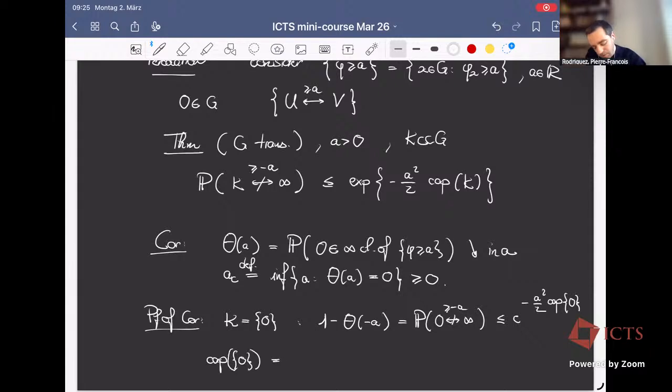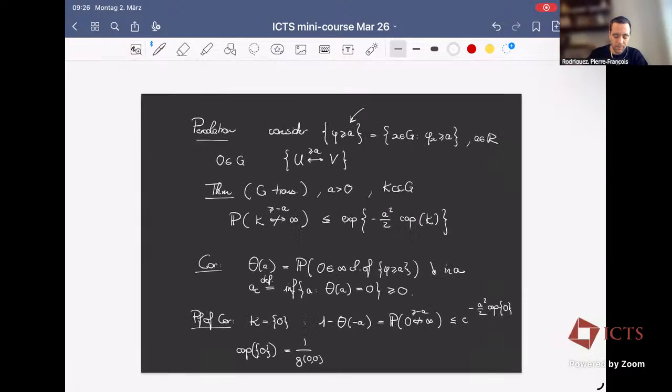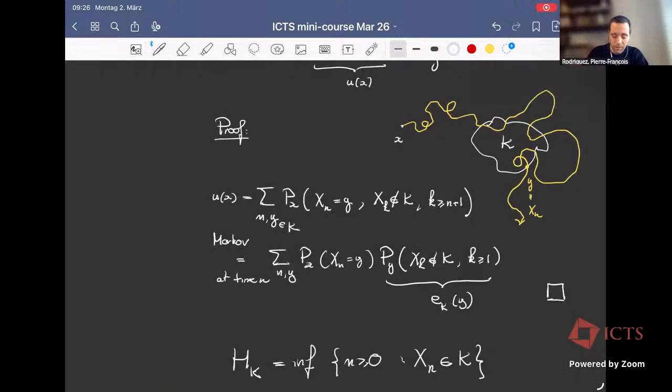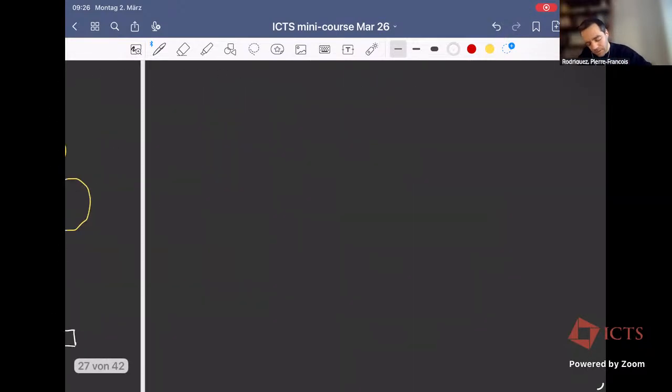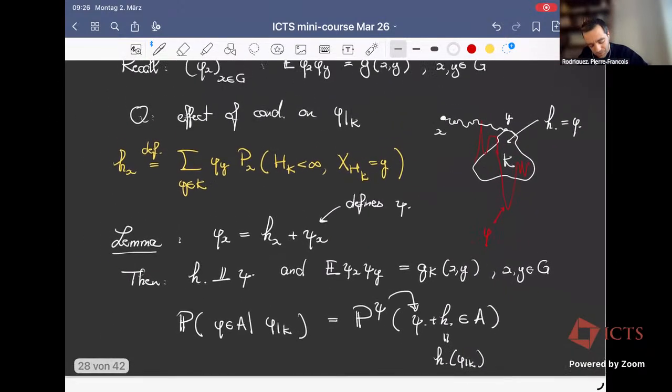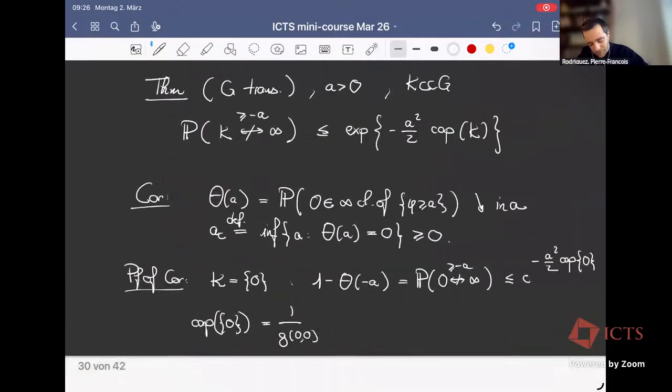Well, this is just 1 over g of 0, 0, right? Because if you go back to my little first lemma over here and you pick k equals 0 and x equals 0, then of course the left-hand side is 1. And then the right-hand side is just g of 0, 0 times the equilibrium measure at 0. But this is also the capacity on 1-point sets. So the capacity for the set is just the Green's function at 0, 0.